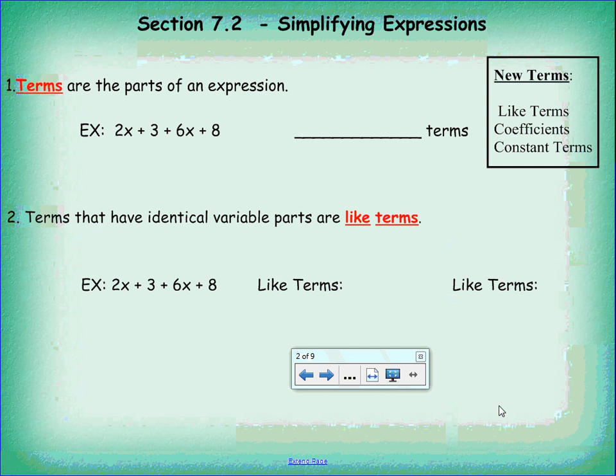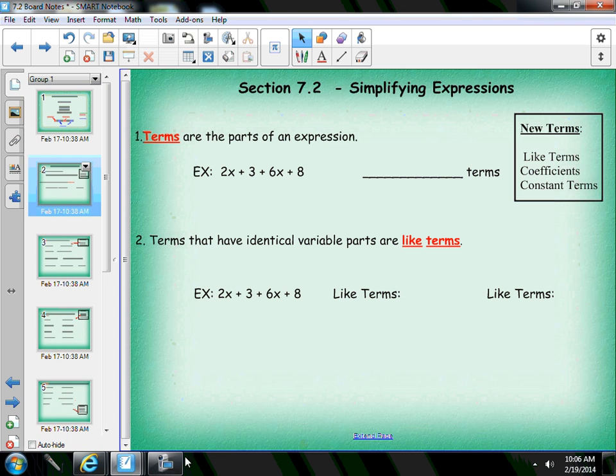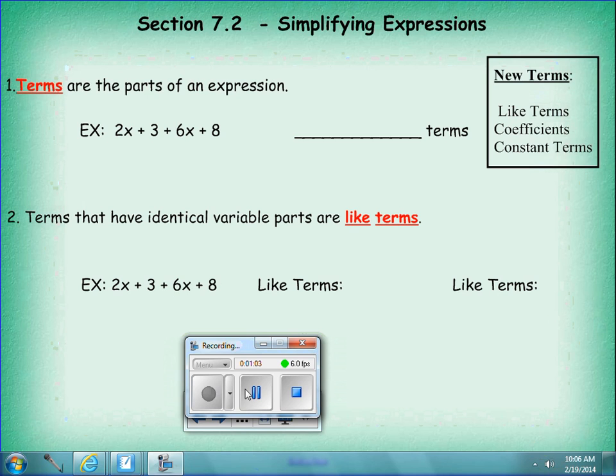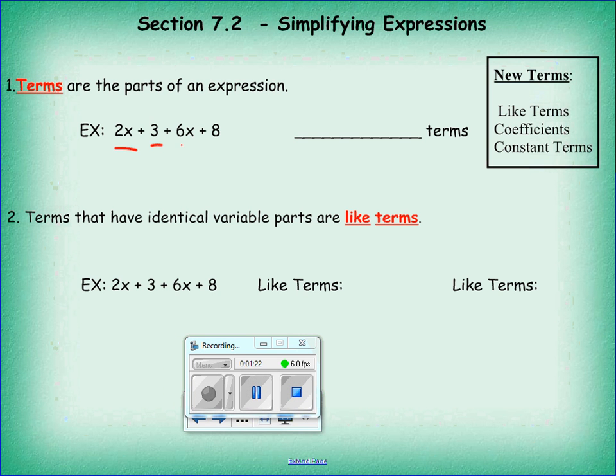In our first example, terms. Terms are part of an expression. In our first example, we need to denote how many terms there are in this expression. You'll notice there is 1, 2, 3, 4. So in this expression, there are 4 total terms.